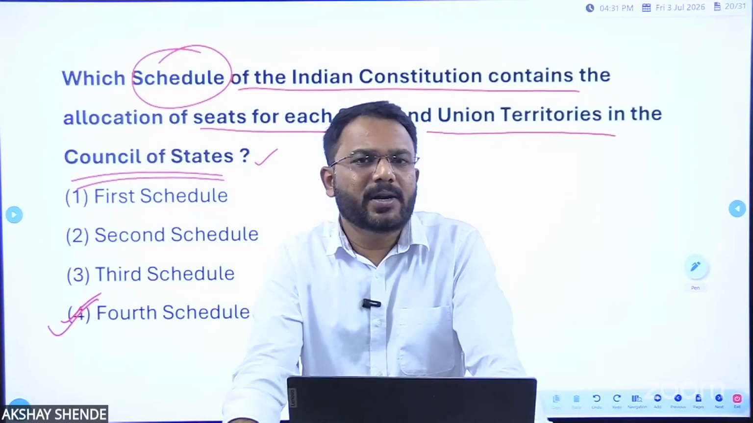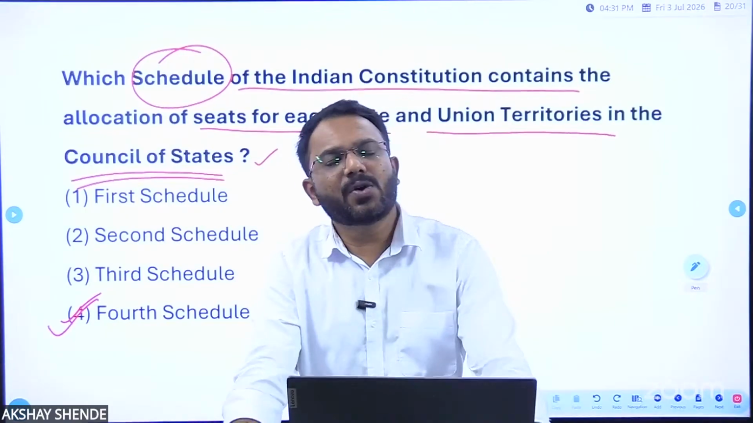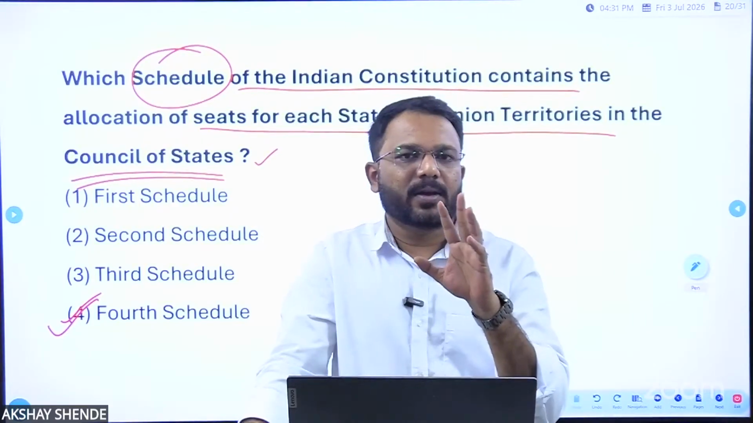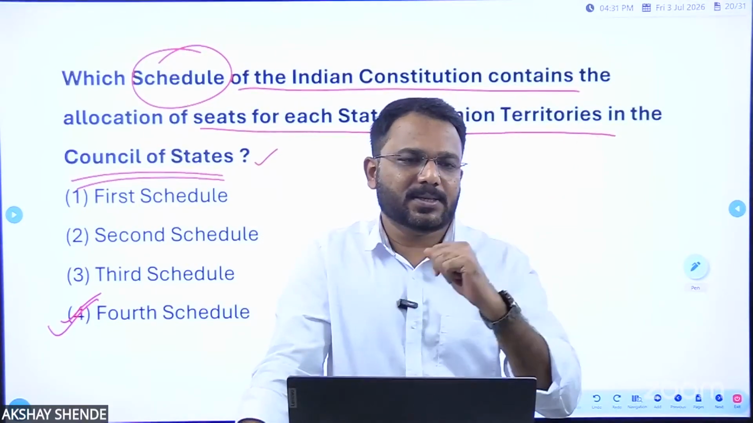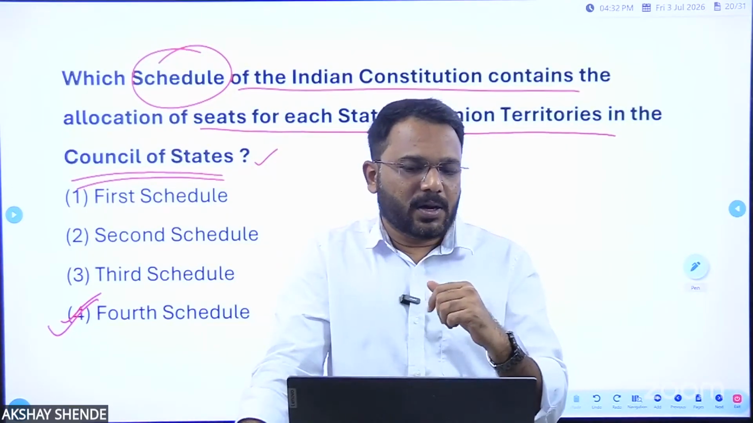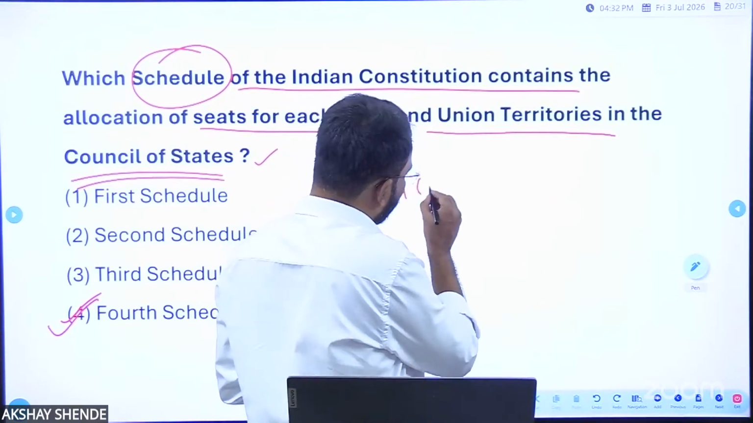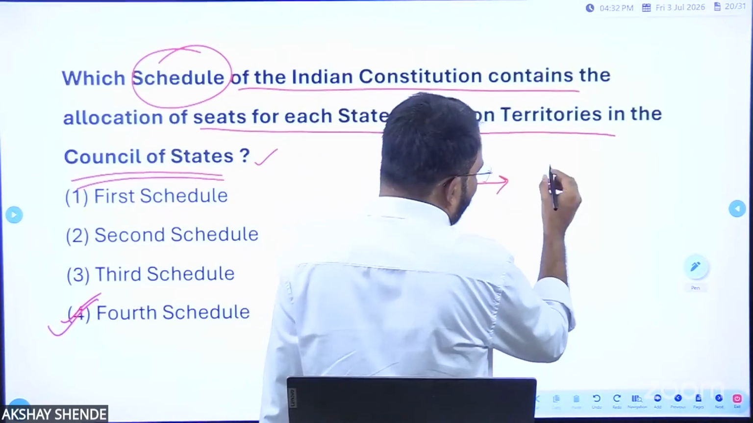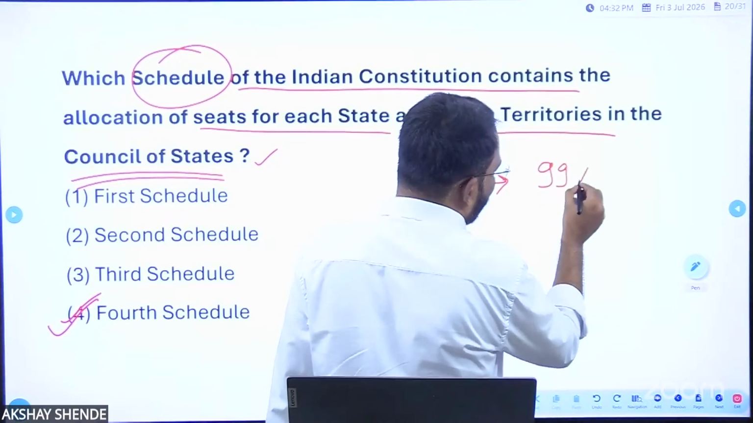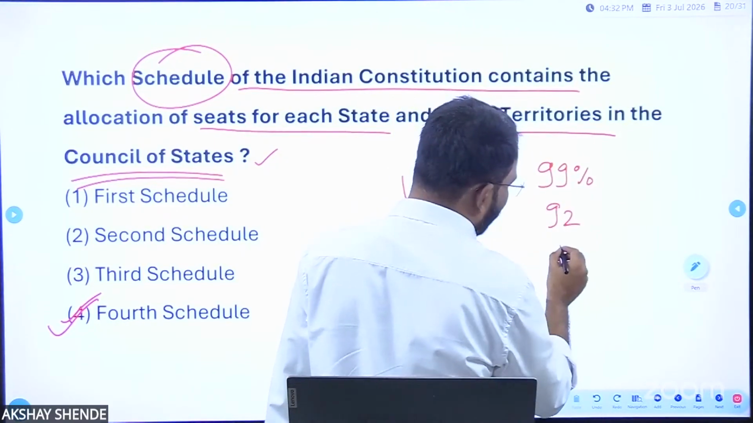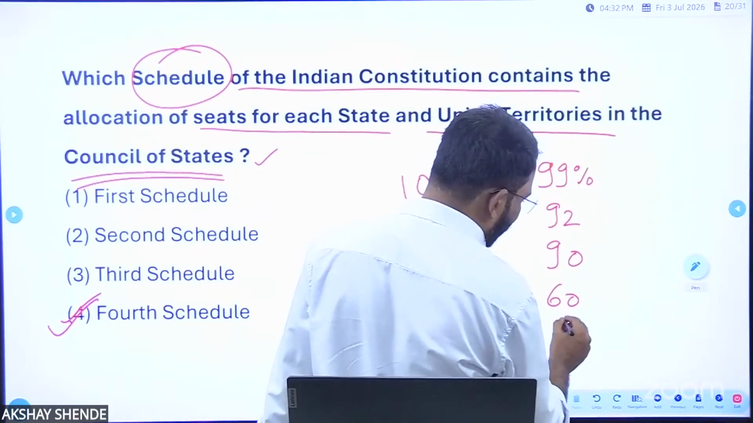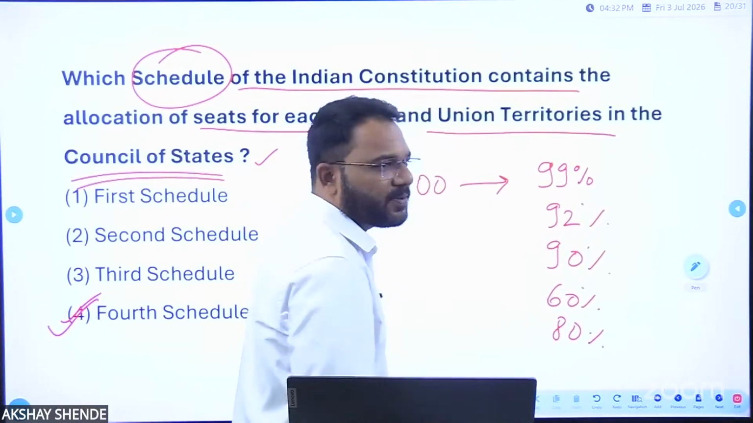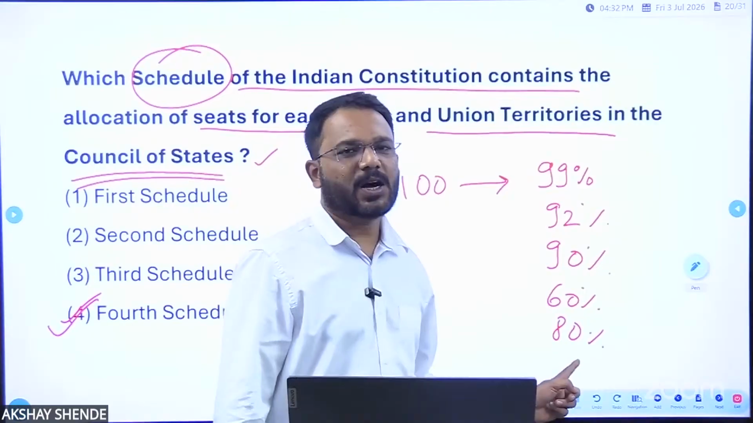It all depends on you, how you listen. In a class of 100 students, a teacher is teaching these 100 students, but one student has got 99%, another has got 92, 90, 60, 80. So what do you understand by this? That it all depends on you, how you study.